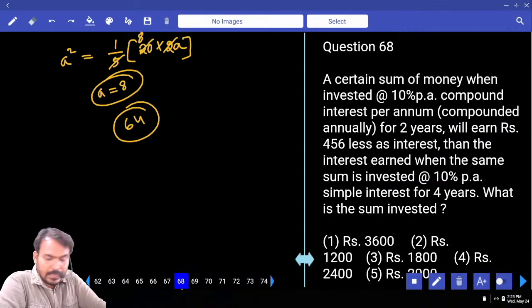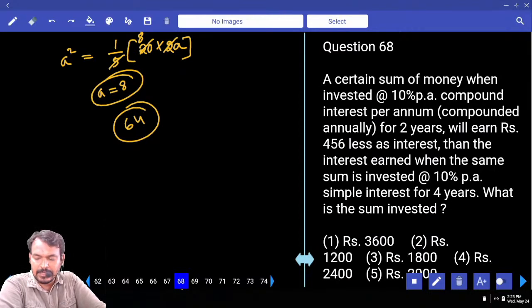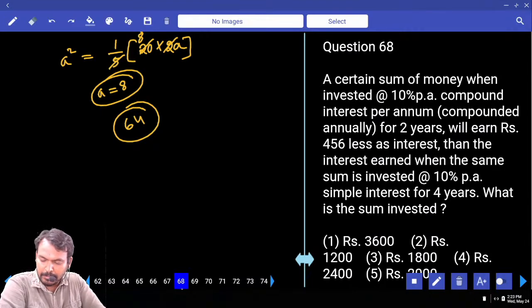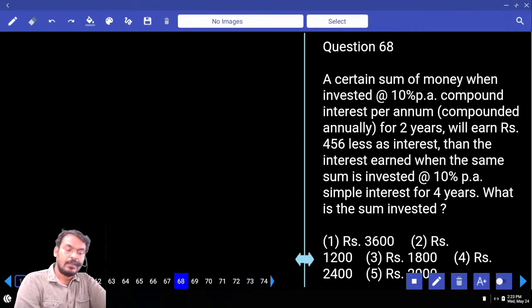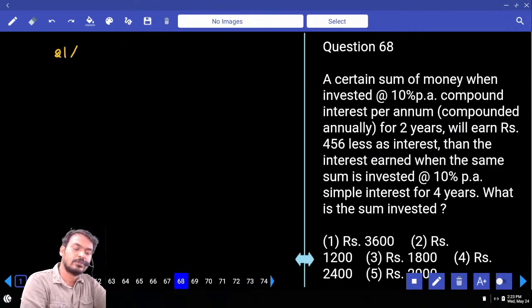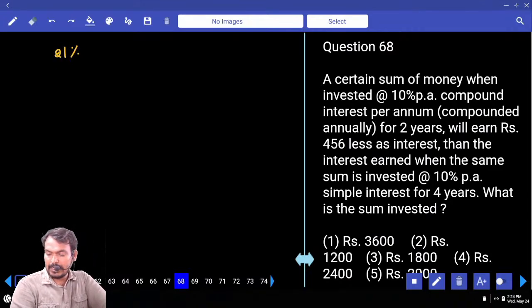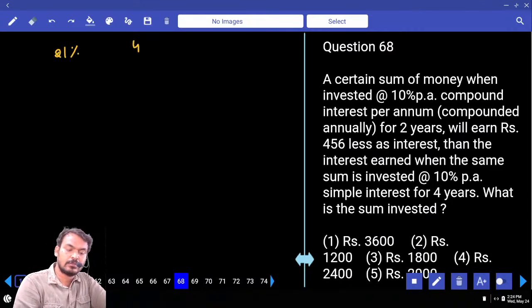Question number 68. A certain sum of money when invested at 10% per annum compound interest for 2 years will earn 456 rupees less as interest than the interest earned when the same sum is invested at 10% per annum simple interest for 4 years. What is the sum invested? 10% for 2 years, what is the compound interest? 21%. 10% for 4 years, what is the simple interest? 40%. How much percent less is it getting? 19%.